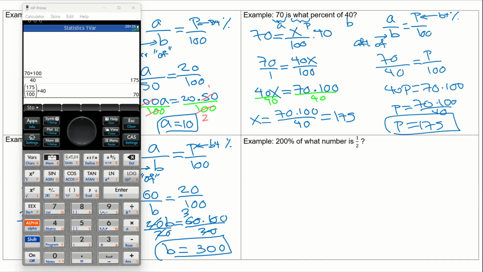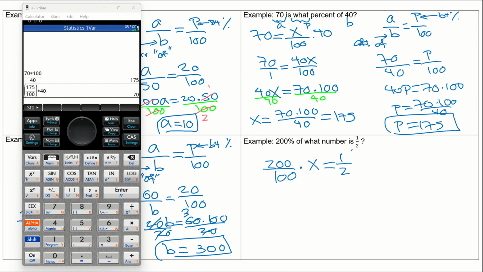So there's 3 examples we've done in both methods, right? So we're just going to do the next one using my favorite method, which is to use direct translation, right? So 200% of what number is a half? So 200 over 100, that's 200% of, which means times. What number becomes x, is becomes equals, and then we have a half, right? Now I'm going to go ahead and cross cancel here because it makes the numbers so much nicer, and it's so easy to do.